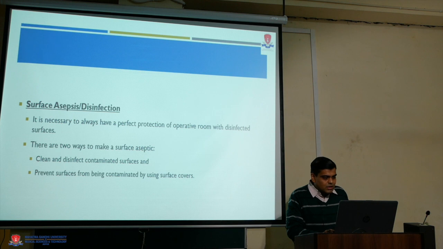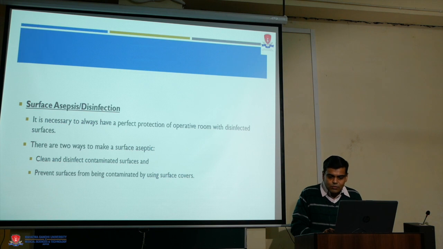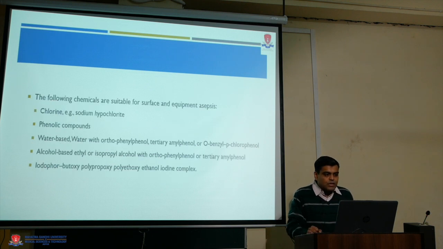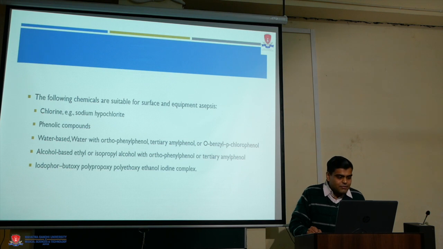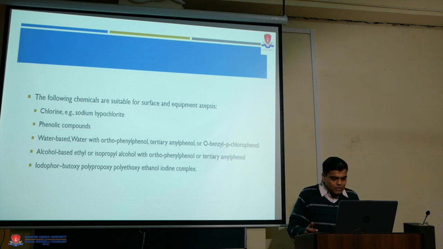Then coming to surface disinfection, it is necessary to always have perfect protection for the operative room with disinfected surfaces. There are two ways to make the surface aseptic: first, to clean and disinfect the contaminated surface, and second, to prevent the surface from being contaminated by using surface covers. The chemicals suitable for surface disinfection include chlorine based compounds such as sodium hypochlorite, phenolic compounds, water based compounds, alcohol based compounds like ethyl alcohol or isopropyl alcohol, and iodophor based compounds.